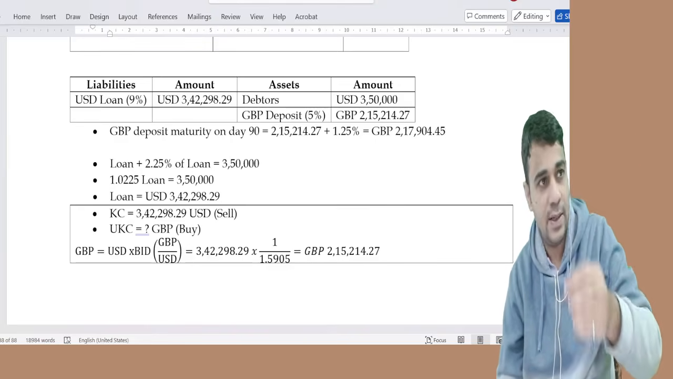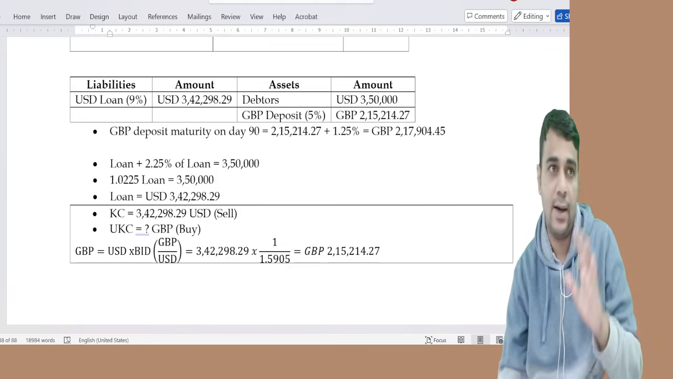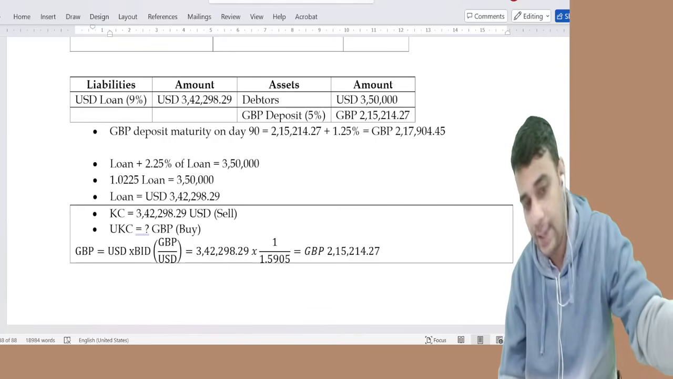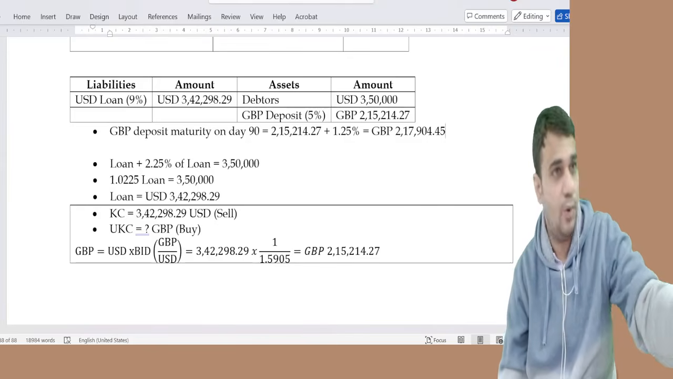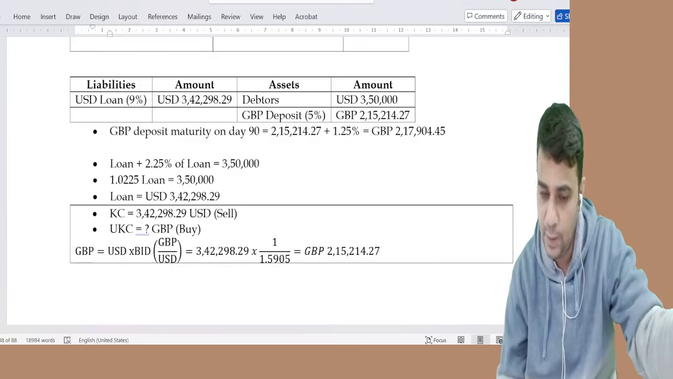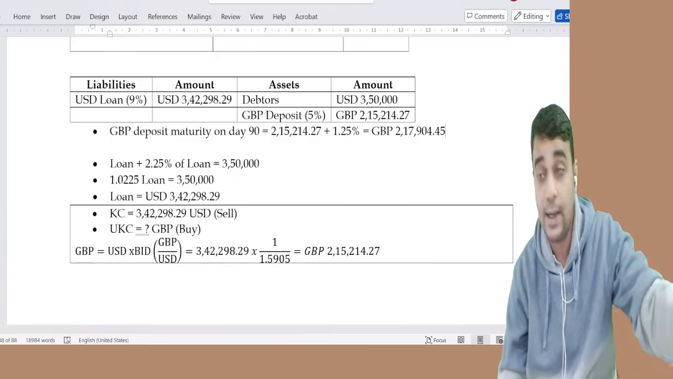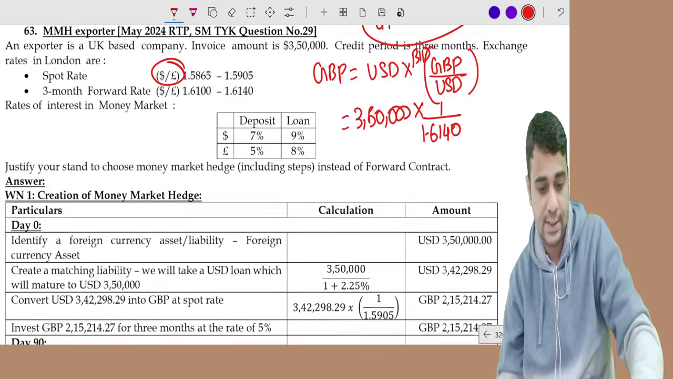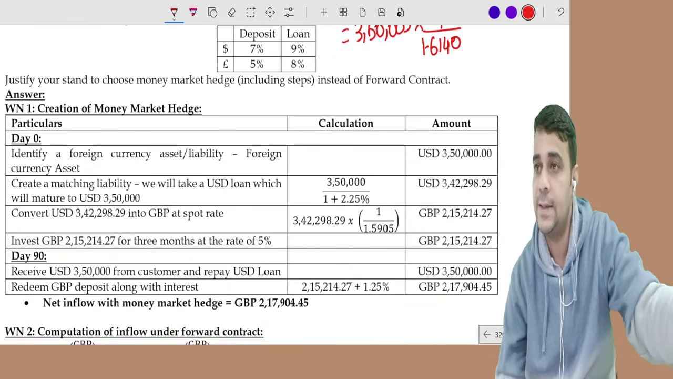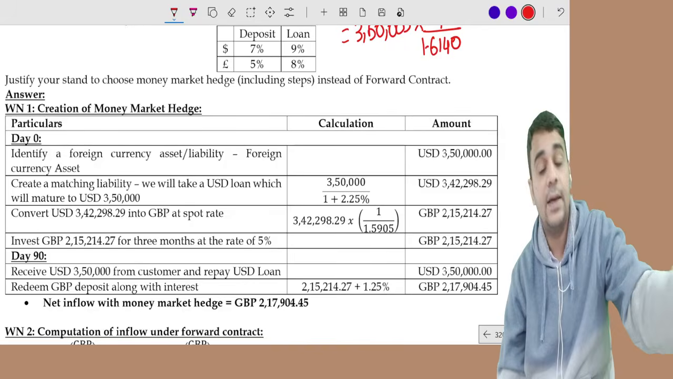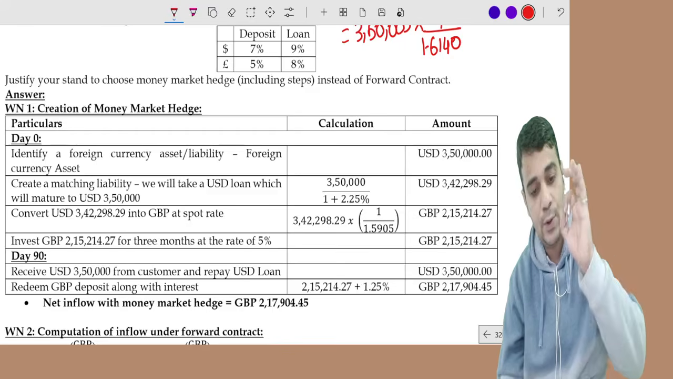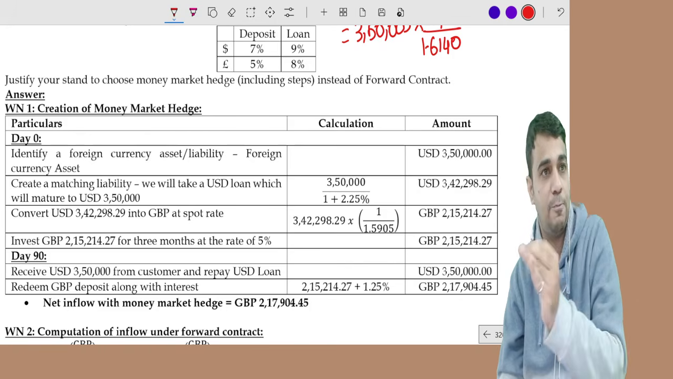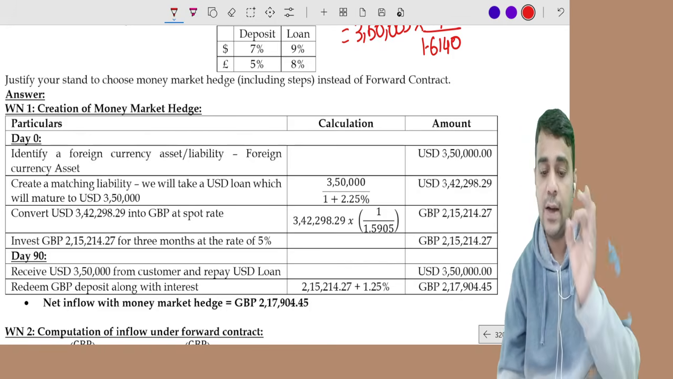I had a debtor. Step 1, identify whether you have a debtor or creditor. If you have a debtor, create a loan against the debtor. I created the loan. After I created the loan, I got some money. This money I converted into a deposit of my home currency and created an FD for day 90. Identify a foreign currency asset or liability, 3,50,000. Create a matching liability, a US dollar loan which will mature to USD 350,000, which is 342,298.29. Convert this at the spot rate.